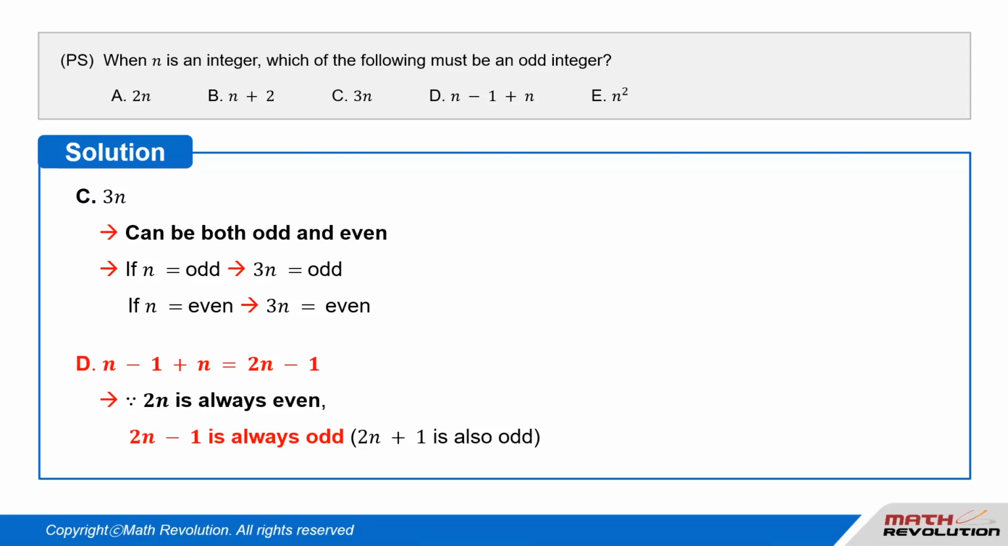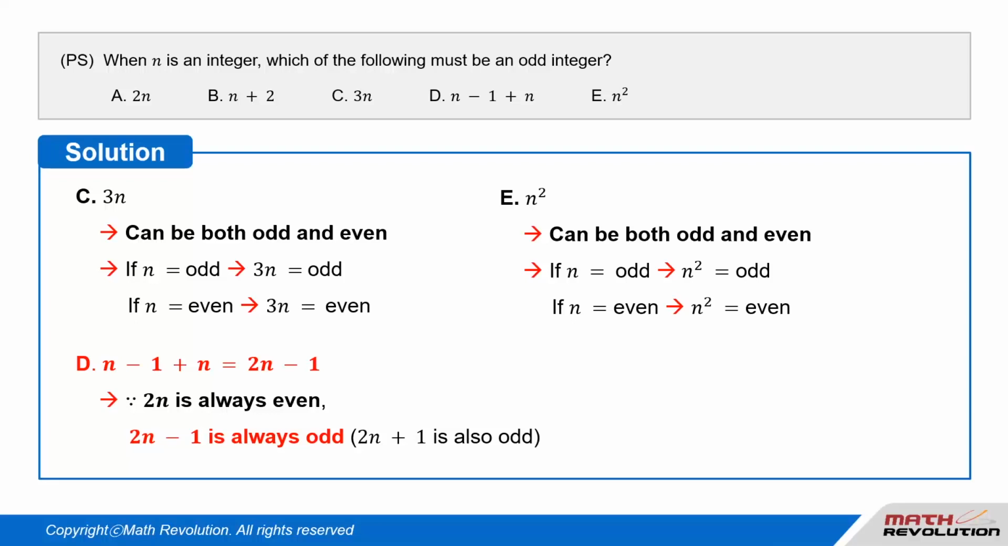D. n minus 1 plus n. Now n minus 1 plus n is equal to 2 times n minus 1. As 2 times n will always be even, 2 times n minus 1 will always be odd. Do not forget that 2 times n plus 1 is also an odd number.